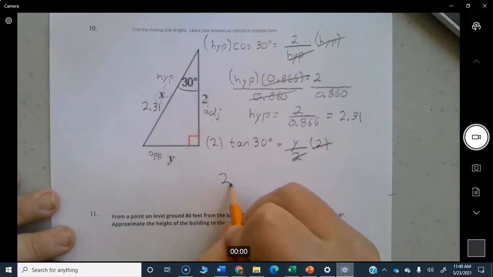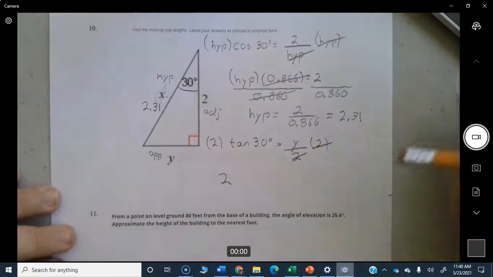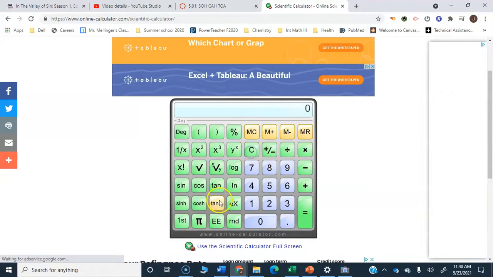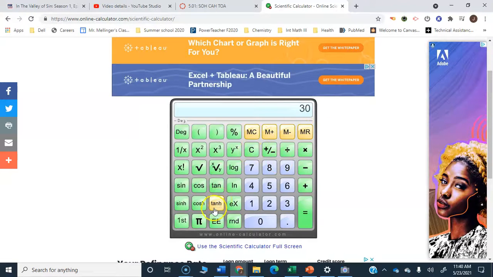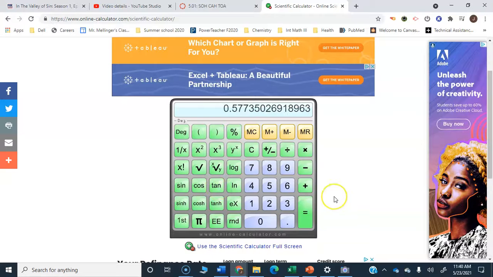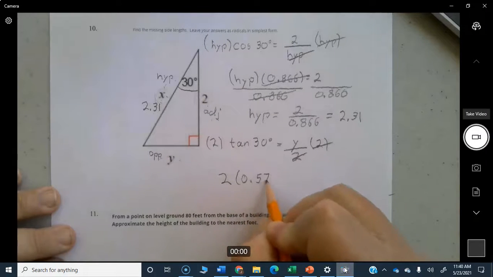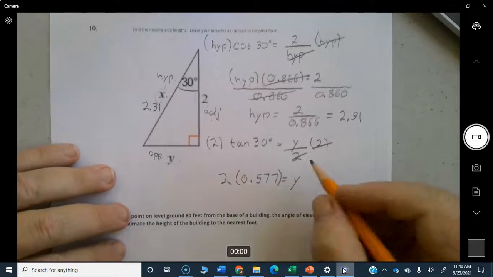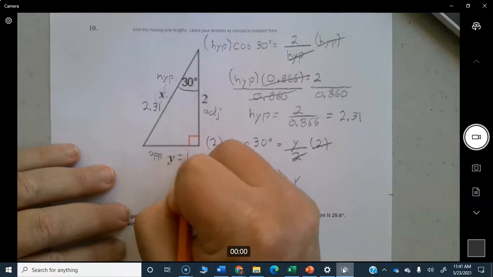And so now we have 2 times, we'll go to the calculator and find the tangent of 30, which is 0.577. Go with that. And 2 times 0.577, I'll do that on my handheld calculator, gives us 1.15. So that's this side right here.